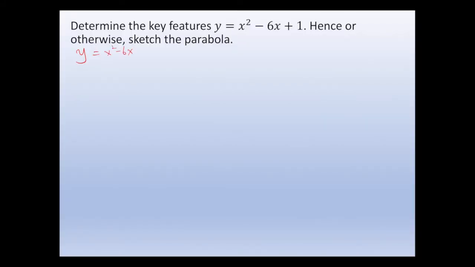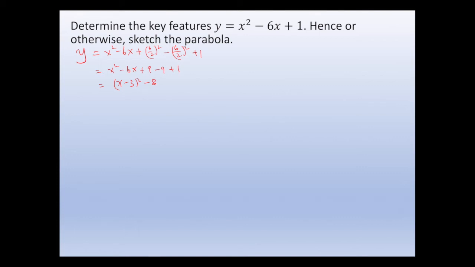Let's have a look. y equals x squared minus 6x. You know we need to add (6 over 2) squared minus (6 over 2) squared plus 1. The procedure of completing the square. Therefore, we know that it's x squared minus 6x plus 9 minus 9 plus 1, which means this is (x minus 3) squared minus 8.